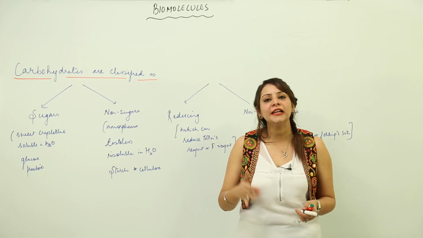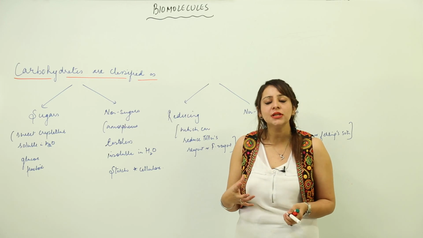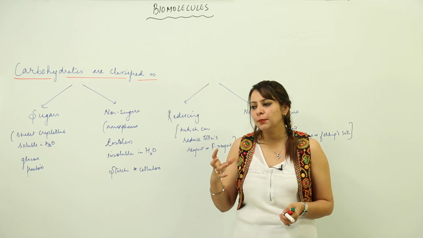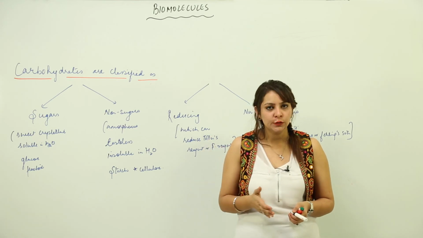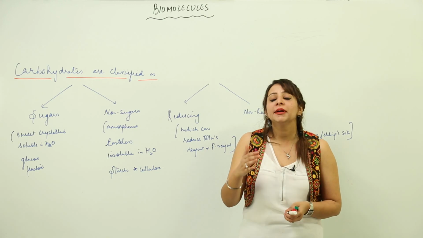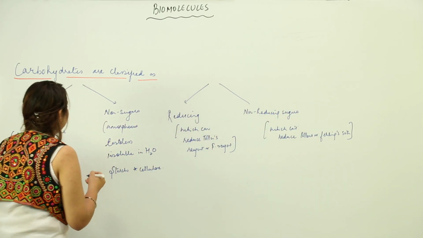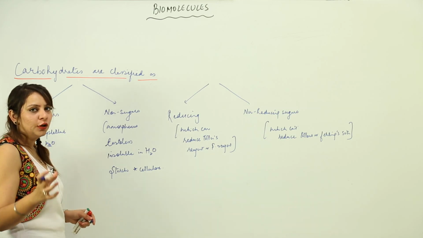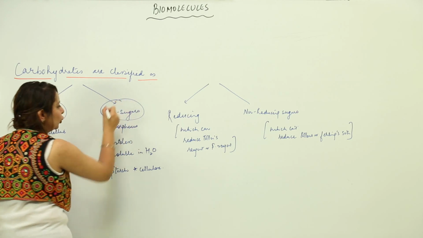Now, if we look at the classification of carbohydrates, we have further classifications, like depending upon the number of components present in the sugar, that means the number of sugar molecules present. We have already done monosaccharides, oligosaccharides, and polysaccharides, but now we have a few more classifications. One is that we can classify them depending upon their form, taste, or solubility in water. We classify them as sugars or non-sugars.